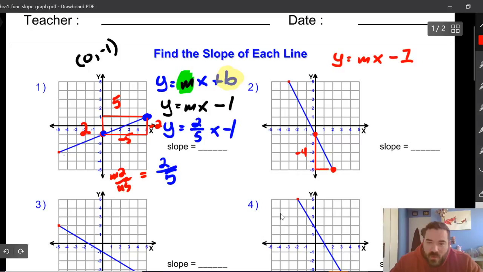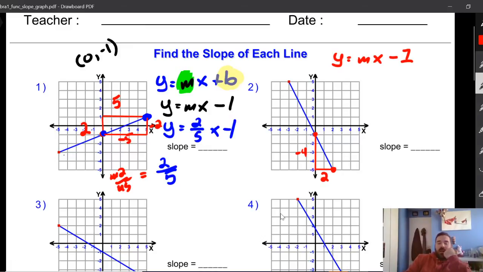It's a rise of -4 and a run of +2, because I'm going to the right. So I have a rise of -4. I have a run of +2. My slope is rise over the run.